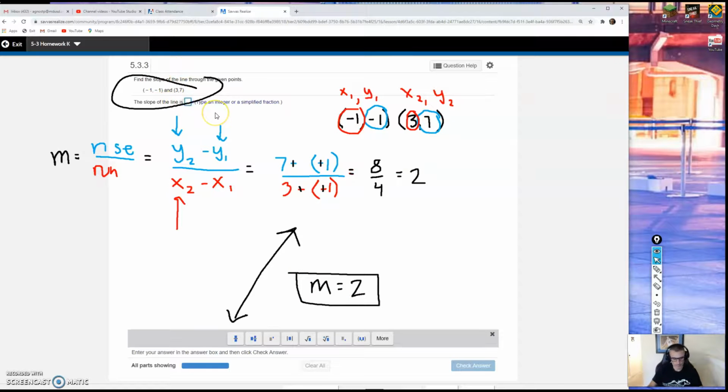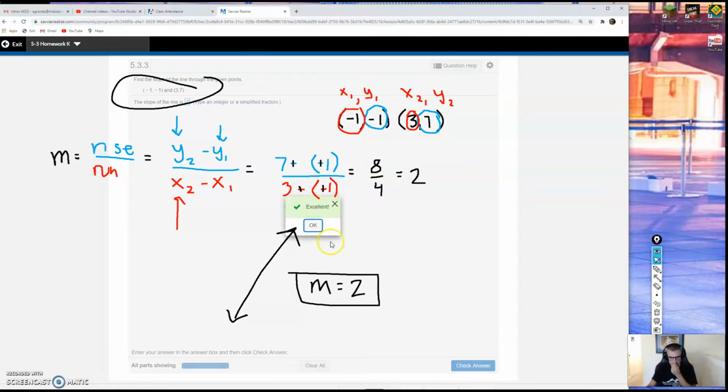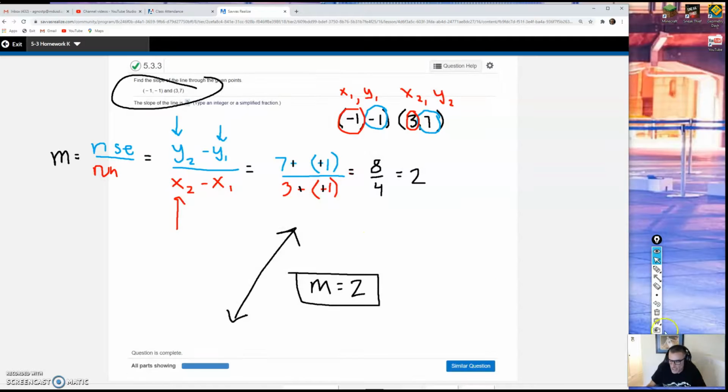Got it. Okay, this definitely takes a lot of practice. You're going to struggle. A lot of students are going to make mistakes. They're going to set it up correctly, but then doing all these types of calculations here, adding positive and negatives, they're going to make mistakes.